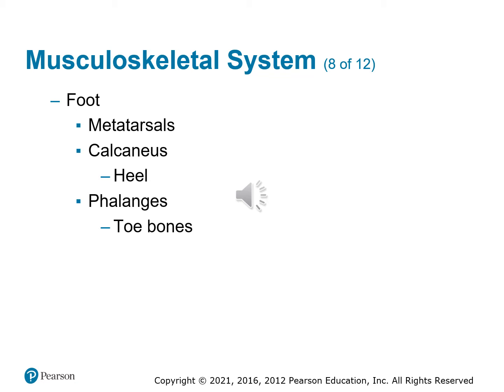The foot is made up of metatarsals. Yes, tarsals in the ankle to the foot, metatarsals in the foot. The calcaneus is your heel bone, and the phalanges are your toe bones. So the phalanges are just going to be those short, stubby couple of bones that make up each toe.